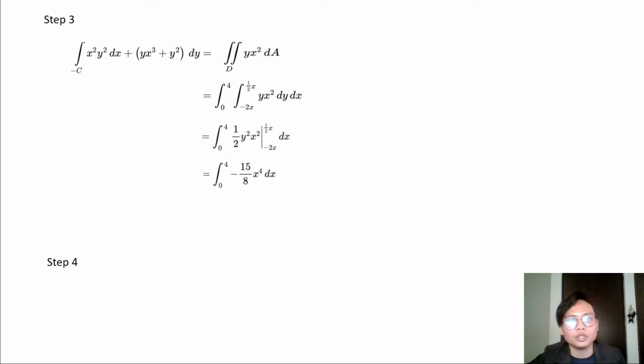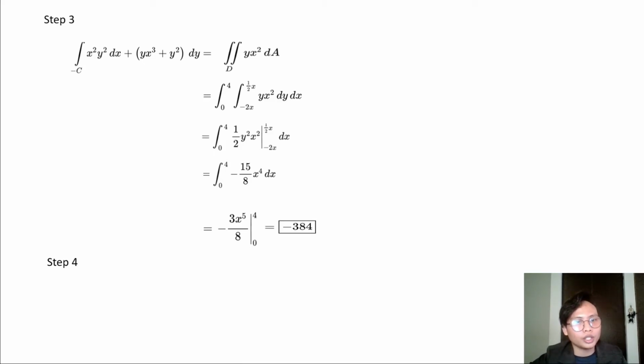So the next step we have to do is the second integral. It becomes negative 3x to the power of 5 over 8. We need to replace the x with the region 0 and 4, and we get the answer negative 384. So we proceed to step 4.